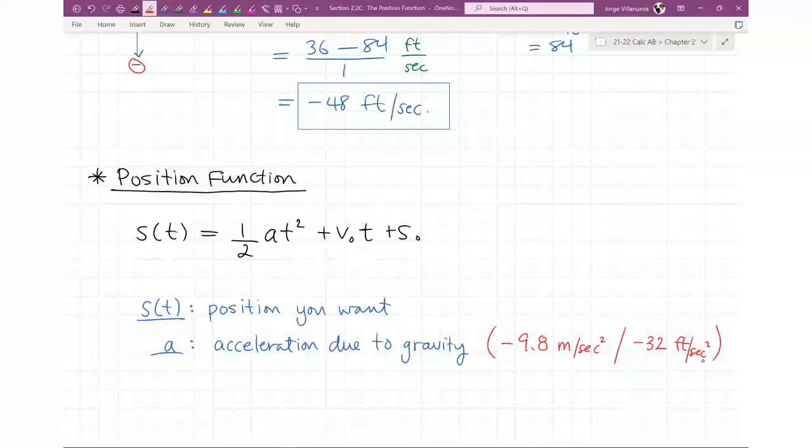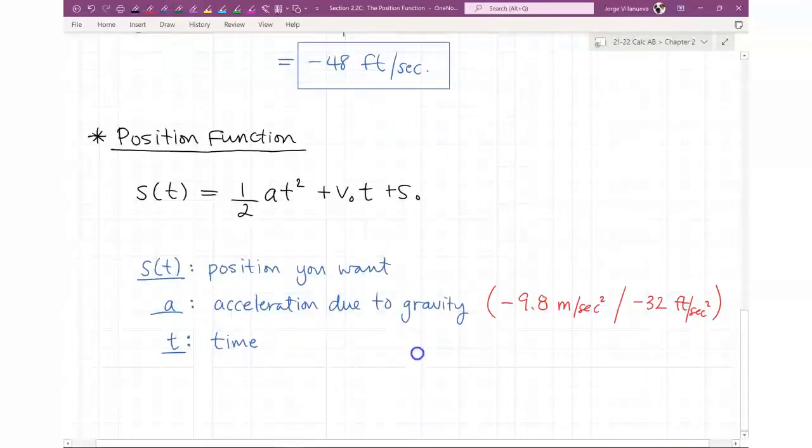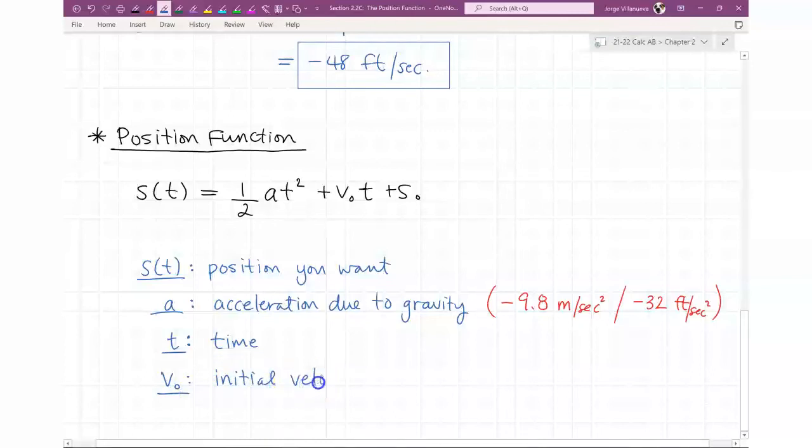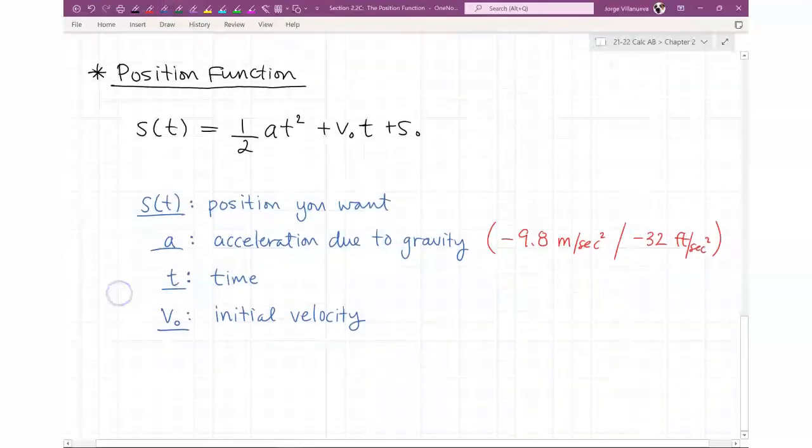So let me see what else. T is time. And the units just depend on what's going on. It can be seconds, hours, minutes, whatever. V naught, or some people call it V initial. I'm just old enough where V naught is more common. It's initial velocity, or V sub 0 if you want to call it that too. And then S naught, or initial position.